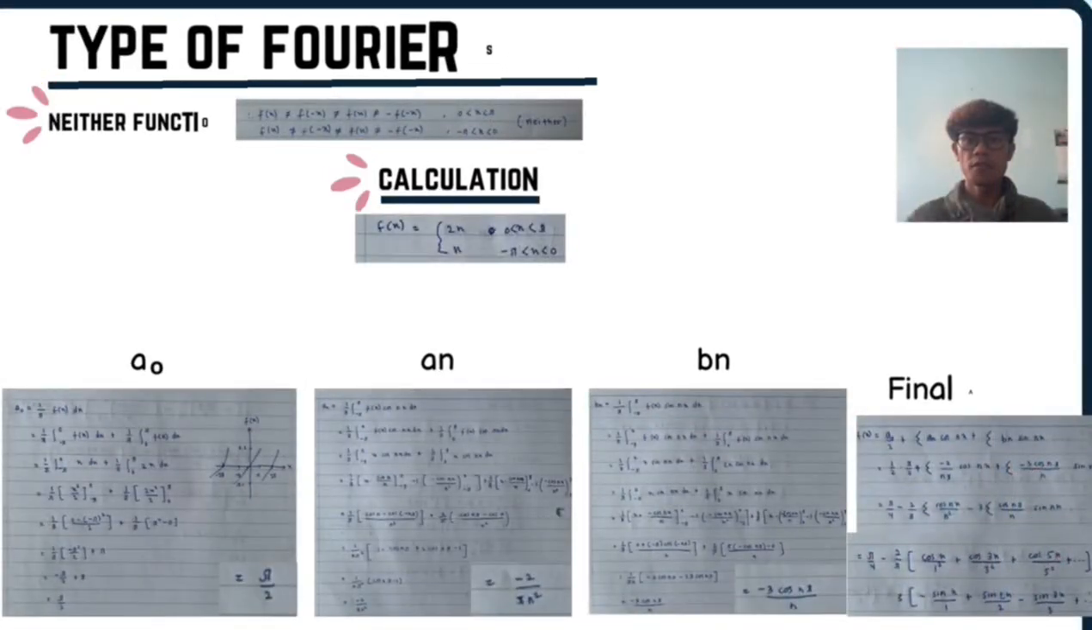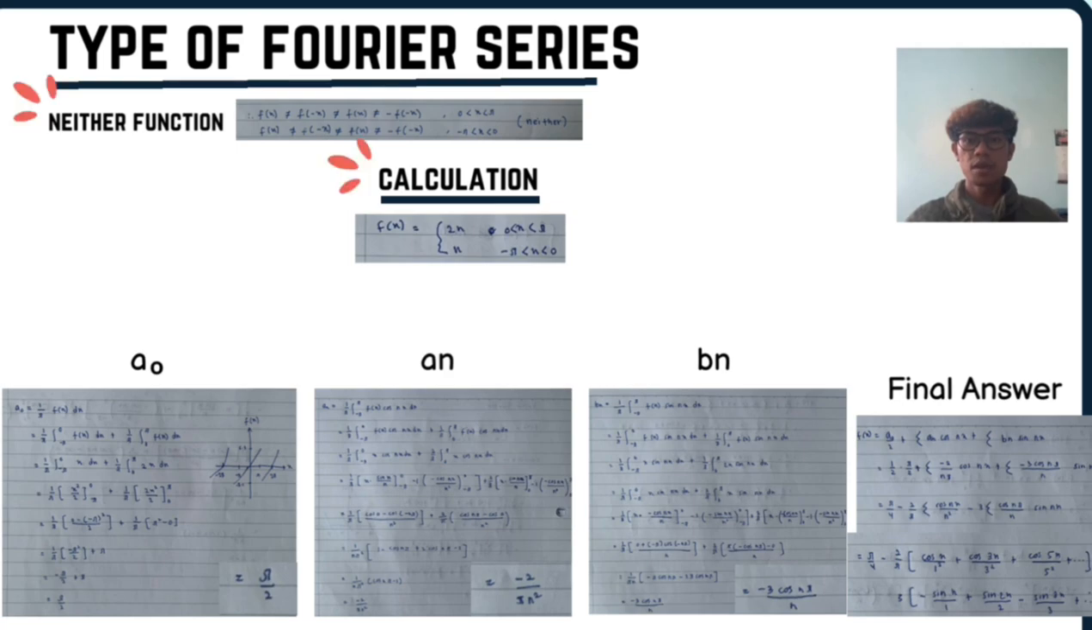The last type of Fourier series is the neither function, because if you look at the calculation below, you can see that it does not satisfy the Fourier series property of either odd or even function. We have to calculate all the coefficients. Coefficient A0 is pi over 2. For the coefficients An and Bn, we have to use integration by parts.